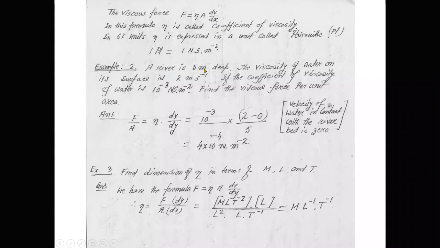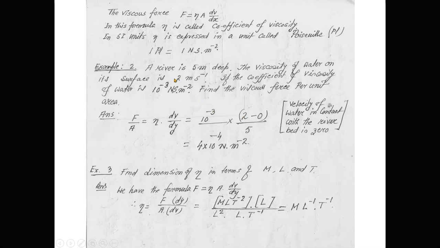Example 2: a river of 5 meter depth. The velocity of water on its surface is equal to 2 meter per second. If the coefficient of viscosity of water is 10 to the power minus 3 Newton second per meter square, find the viscous force per unit area. Per unit area means area is equal to unity. So we have the formula F by A is equal to eta dv by dx. In this case, the velocity changes from 0 to 2 meter per second.